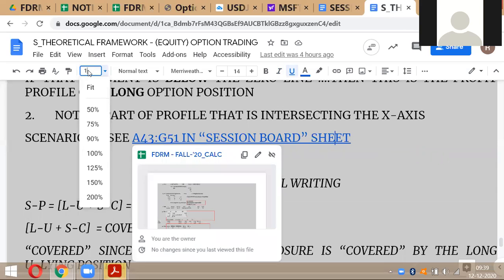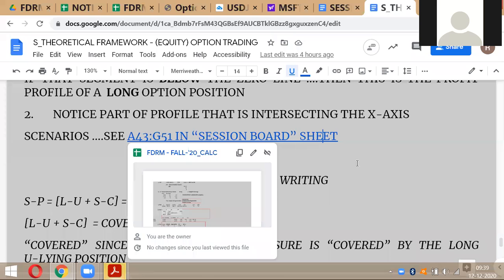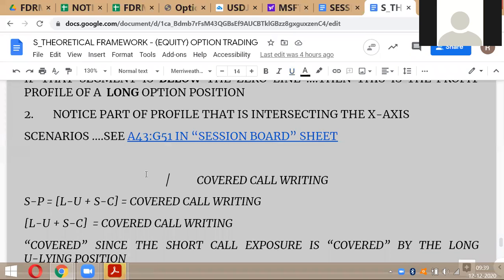The margins are not working very well here. Let's leave it at 130.